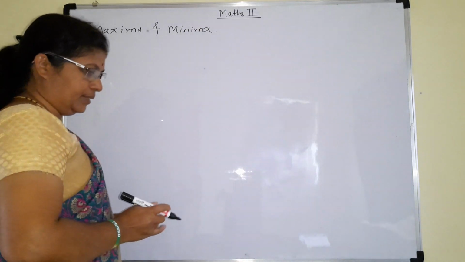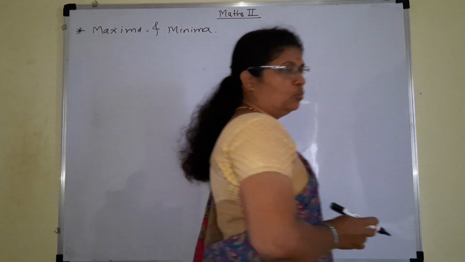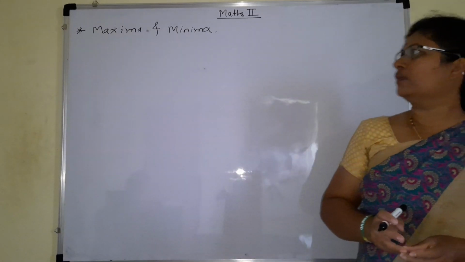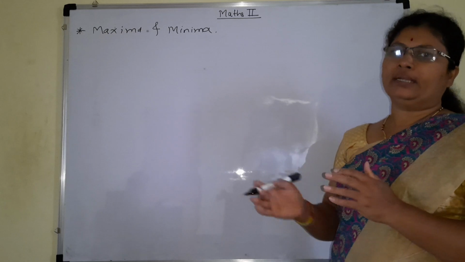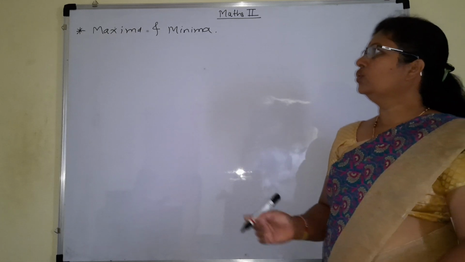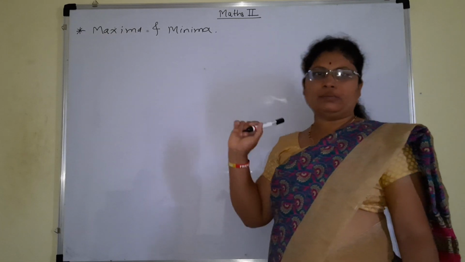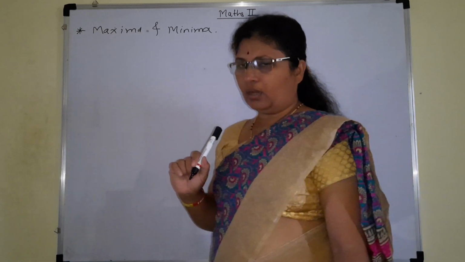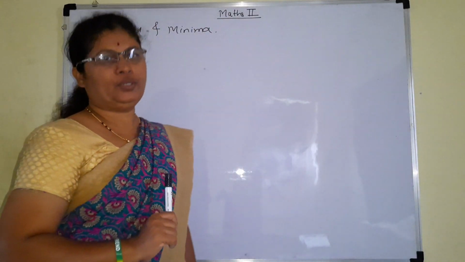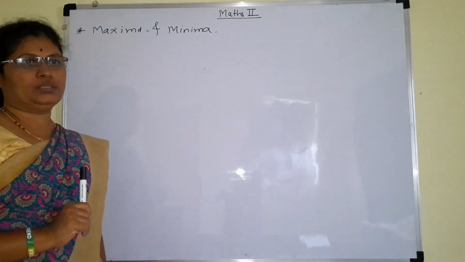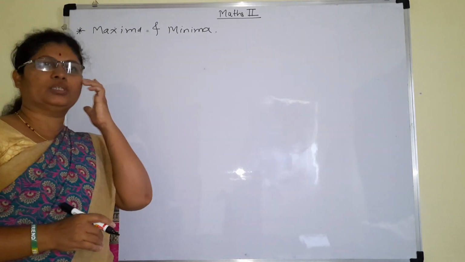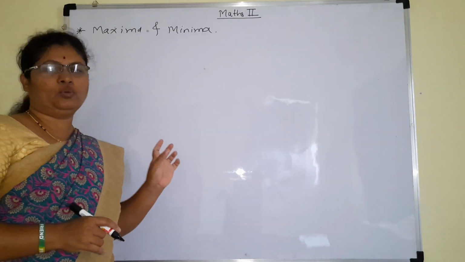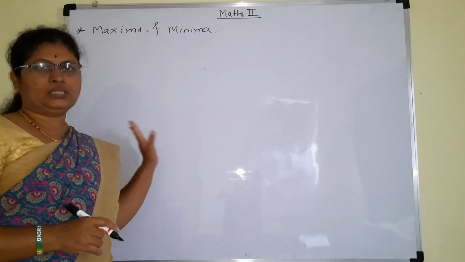It means we have to find the point, the value of x at which our function will attain the maximum value or the minimum value. To find that maximum and minimum, again we are using the derivative of our functions. So how to use these derivatives to find the maximum value or the minimum value of the function, we will see in this topic.